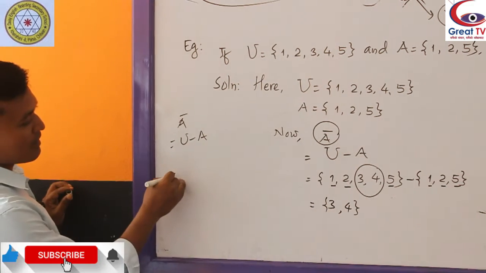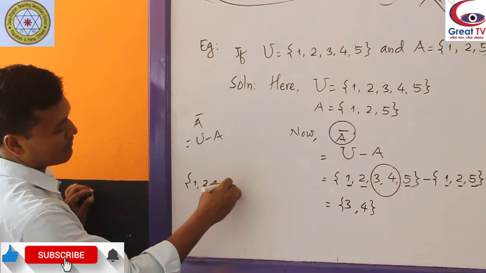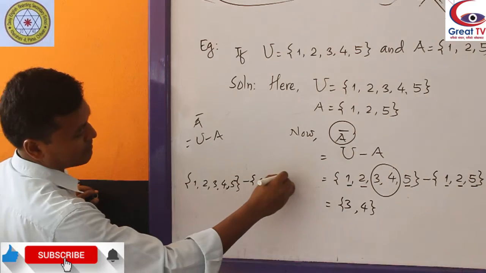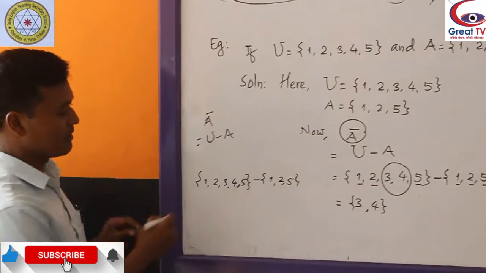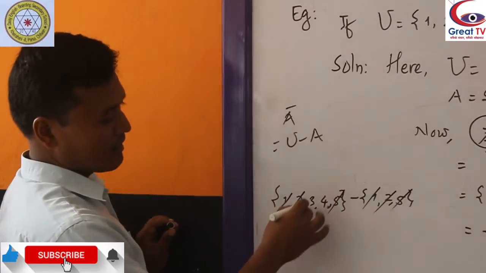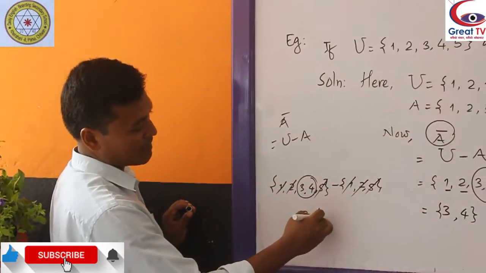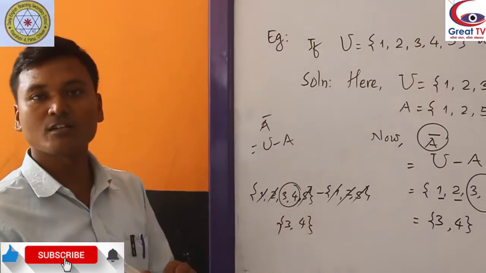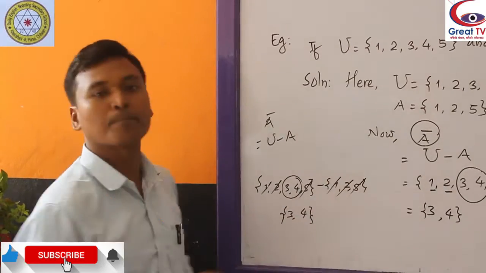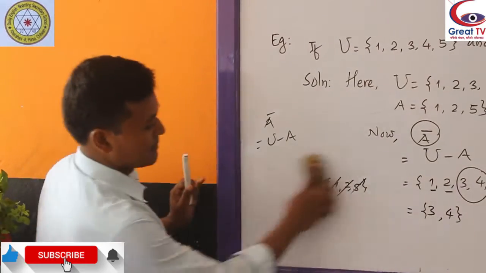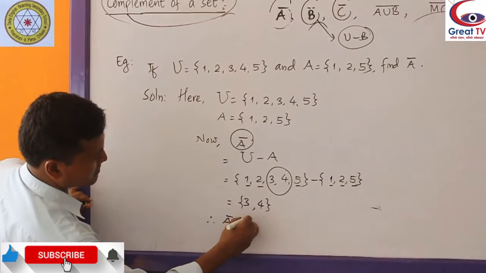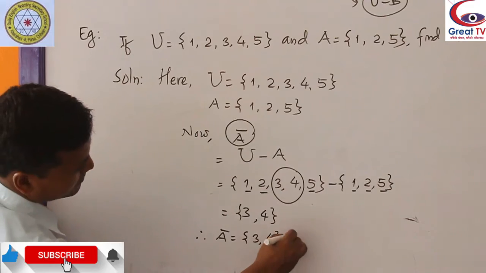Then I gave one simple idea also. 1, 2, 3, 4, 5 minus 1, 2, 5. This can be done in rough only. 1 cancel, 2 cancel, 5 cancel, and in the first set 3 and 4 are remaining. But one request: you can cancel the elements in rough only. In the solution, please don't cancel the elements. Therefore, A complement equals 3 and 4. This is the required answer.